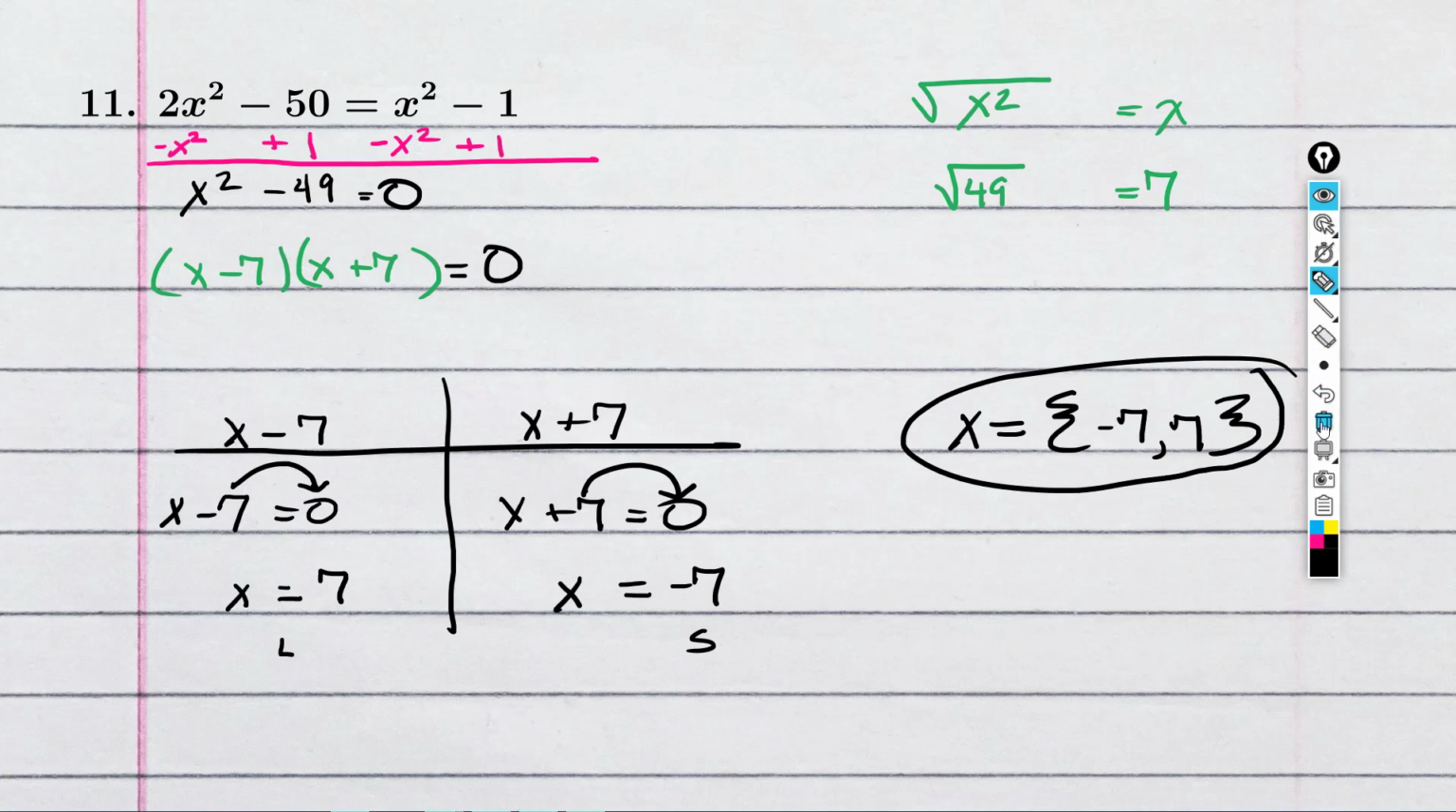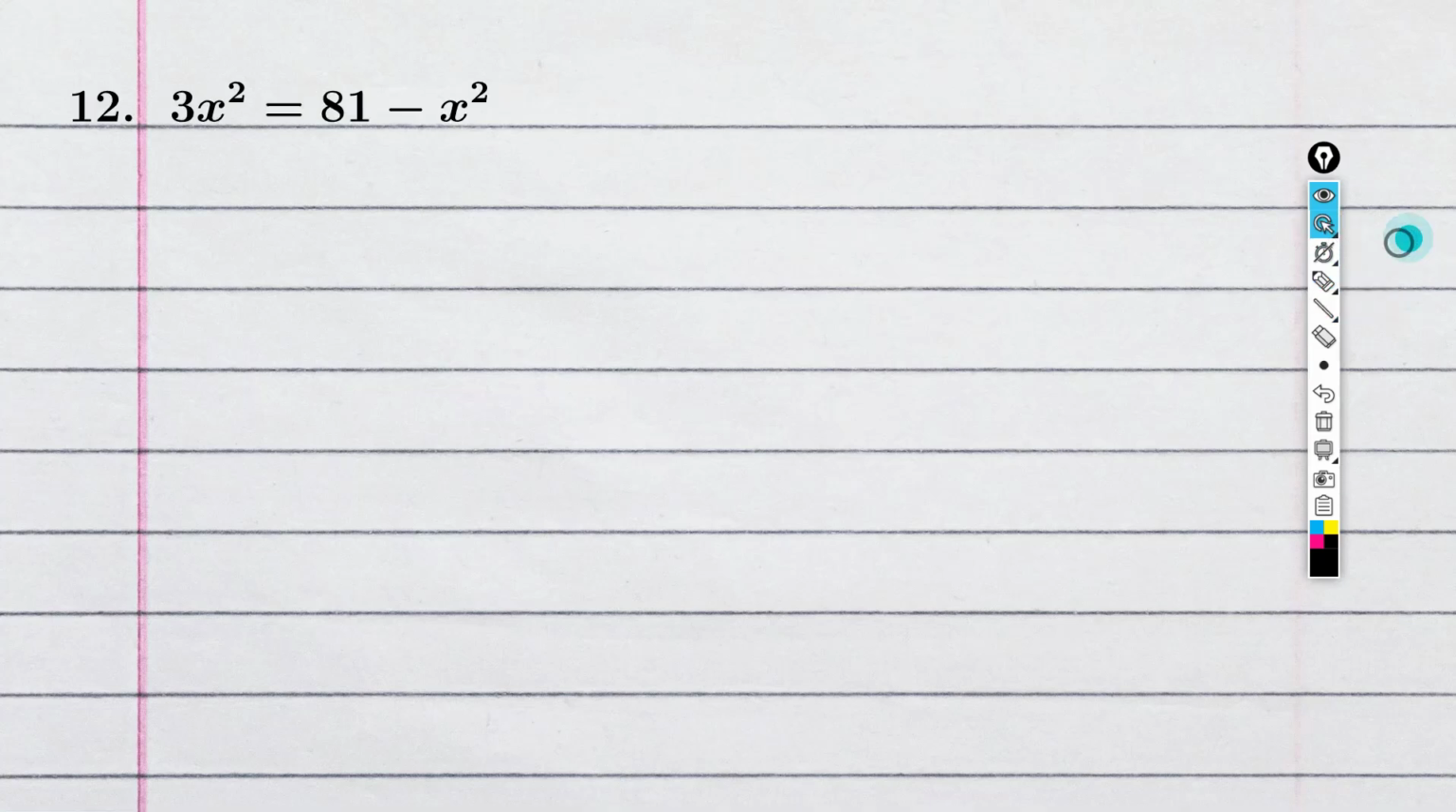Let's try one more time with a similar setup. Let's look at this next one. And we're going to get everything moved. And when you choose which side to move it to, you always want to move it to where your squared term is positive. And so for us, that means we want to move it over to the left-hand side because that will leave our square term positive. So we'll add the x squared and minus the 81. And so when we do that math, 3x squared plus x squared gives us 4x squared minus 81 is equal to 0.